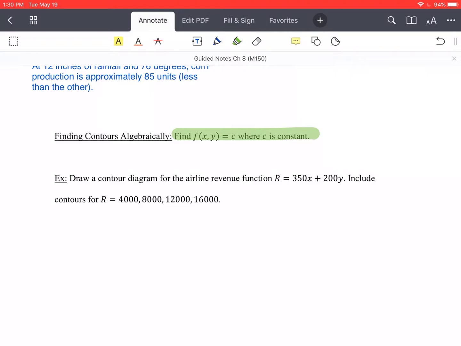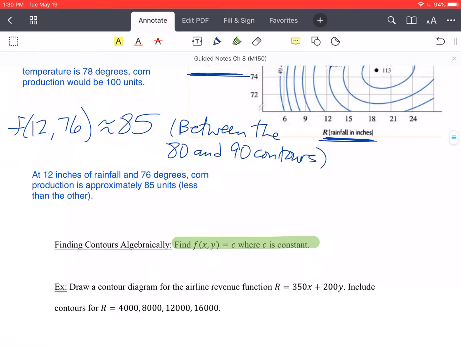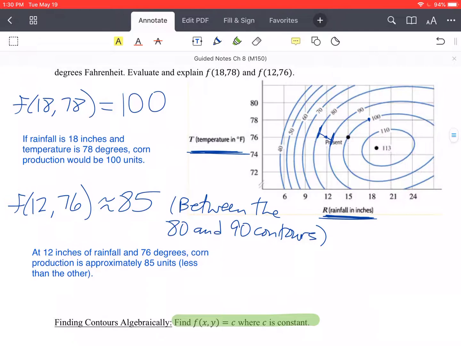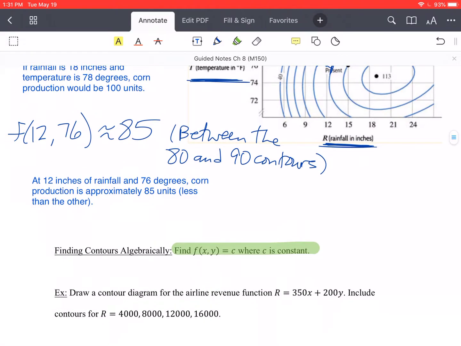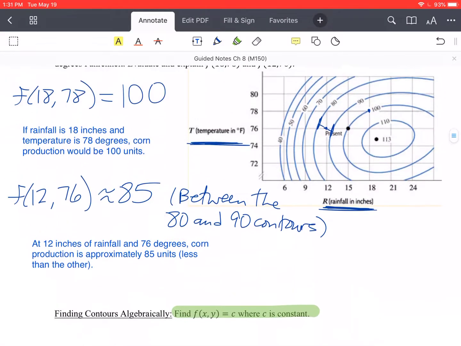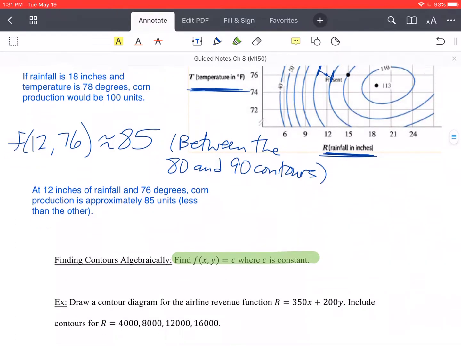Like for example, in this previous example, we had the function. When you set it equal to 40, it gives you this curve. When you set it equal to 50, it gives you this one. 60 is this one. 70, 80, 90, 100, 110, 113, etc. So setting it equal to a constant gives you that 2D graph, this graph on the xy plane.